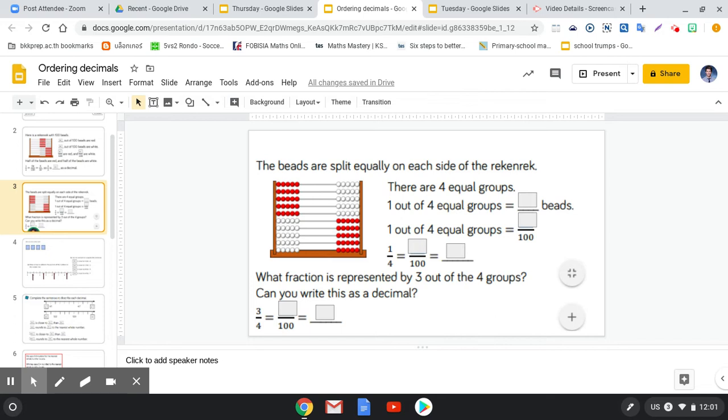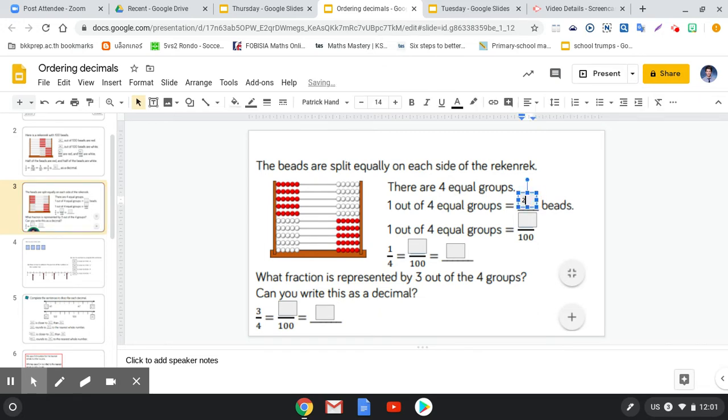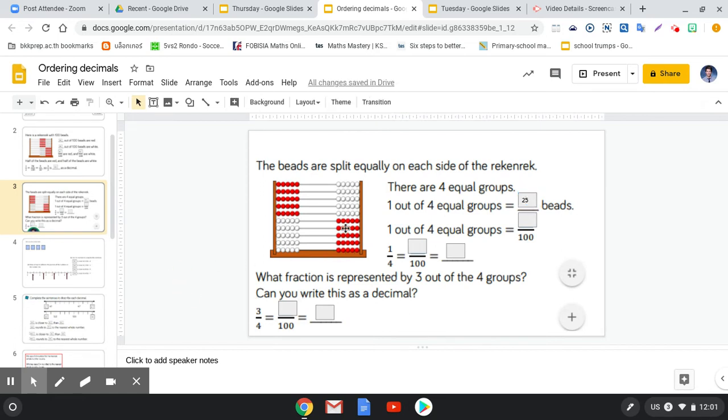It's split into quarters. So 1 out of 4 equal groups is how many beads? Now, I know that 25 is a quarter of 100, so I can write that straight in. So 1 equal group is 25 beads. If I wanted to prove that, I could see, look, there's 5 in a row here, and there are 5 rows altogether, and 5 fives make 25. So 4 groups add up to 100, but one of those groups is 25. So a quarter of 100 is 25.